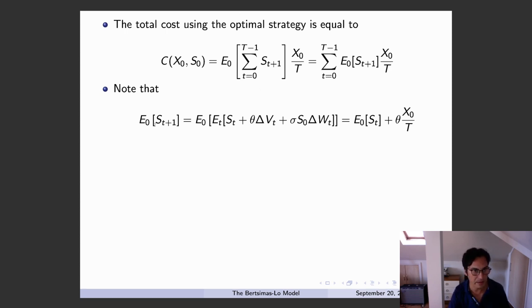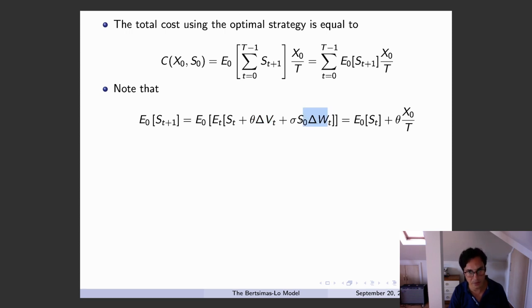So we're sitting at time 0. We want to know on average, in expectation, what would be the price at time t plus 1, conditional on us executing this optimal policy, which is executing this amount x0 divided by T at any time interval. So here we can use the tower property of expectation. We go forward to time little t, a generic little t in the future, and we write S_{t+1} as a function of S_t. So it's S_t, this is the usual expression we defined earlier, plus the impact plus the Brownian motion component.